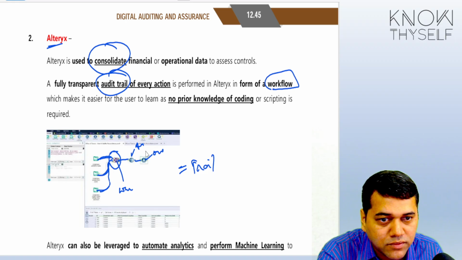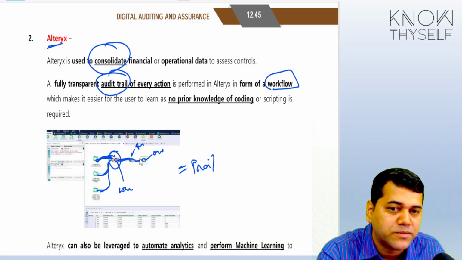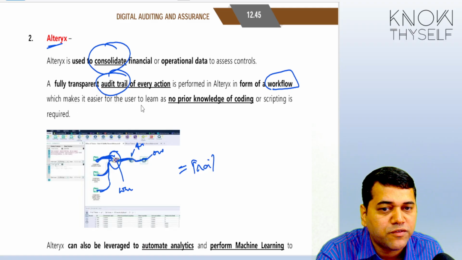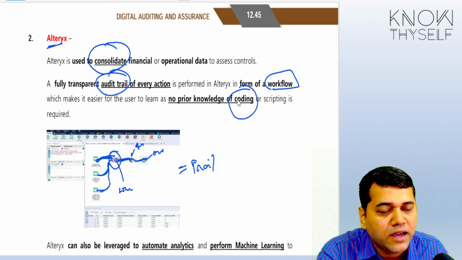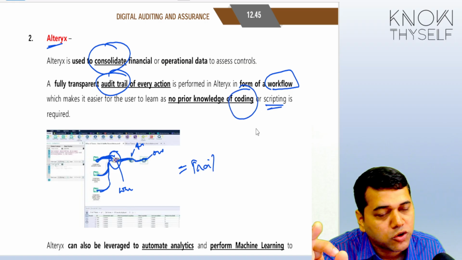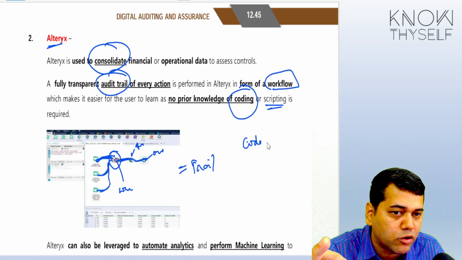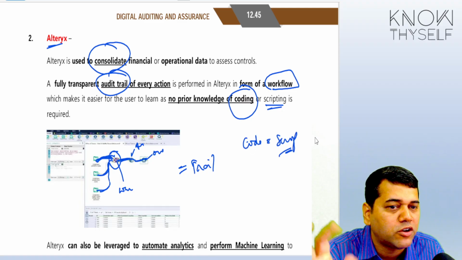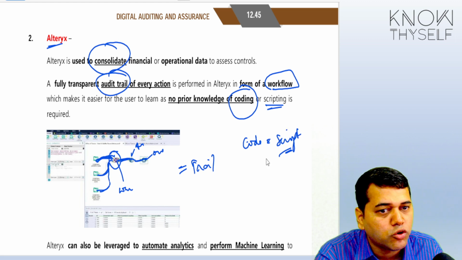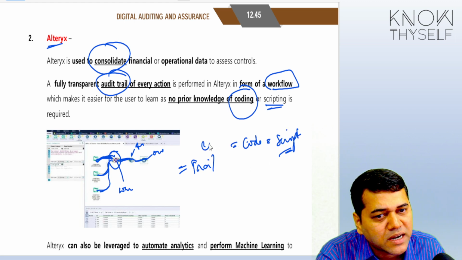This is called a workflow. Work is flowing from one step to the second step, which makes it easier for the learner, where you need not have any knowledge of the code or a script. Code and script are one and the same. Some people call it code, some people call it script. I call it script. Script is nothing but code only. Somebody can also call it a command.